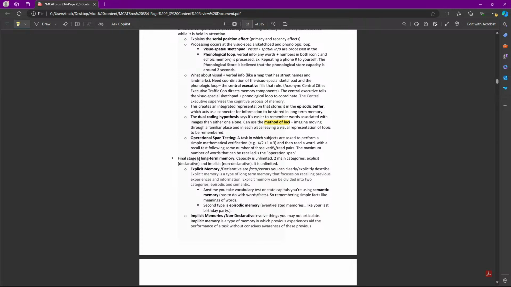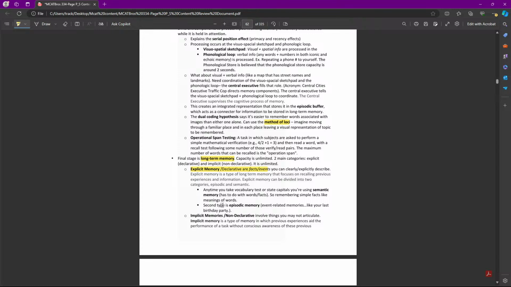The final stage is long-term memory. Long-term memory has unlimited capacity and two main categories, explicit and implicit. Explicit is declarative, facts or events you can clearly, explicitly describe. Explicit memory is a type of long-term memory that focuses on recalling previous experience and information. Explicit memories can be divided into two categories, episodic and semantic. Anytime you take vocabulary tests or state capitals, you're using semantic memory. It's remembering simple facts like the meanings of words. The second type is episodic, like your last birthday party.